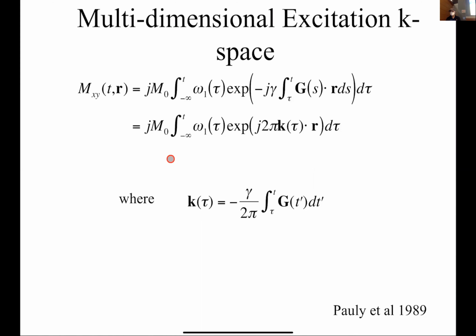And so this is this thing called multidimensional excitation K-space, where you can think about, we've talked about K-space in terms of imaging, but we can also use K-space to form these RF pulses. So this was first actually invented by John Pauly when he was a grad student at Stanford in the late 80s. So this idea of how do you make these pulses, and now is a standard way of doing pulses.